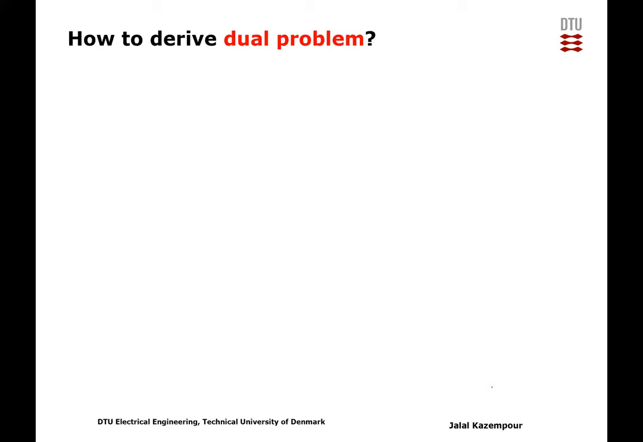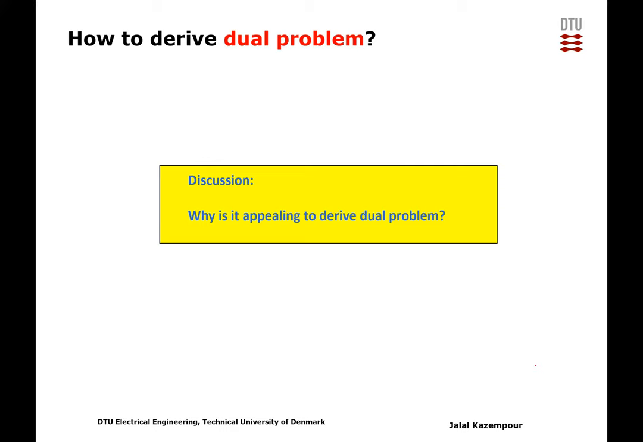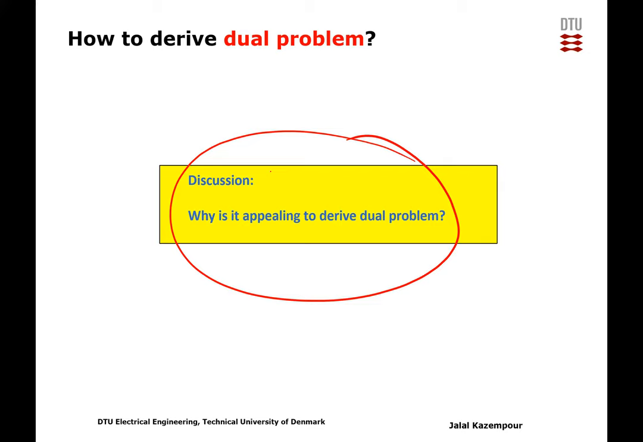Okay, we have 7 minutes for the dual problem. How to derive the dual problem? That's your second exercise. Why is it appealing to derive the dual problem? My answer is that because it provides you a lower bound. Yes, Ahmed said to find a lower bound. Good. Let's see how it works.